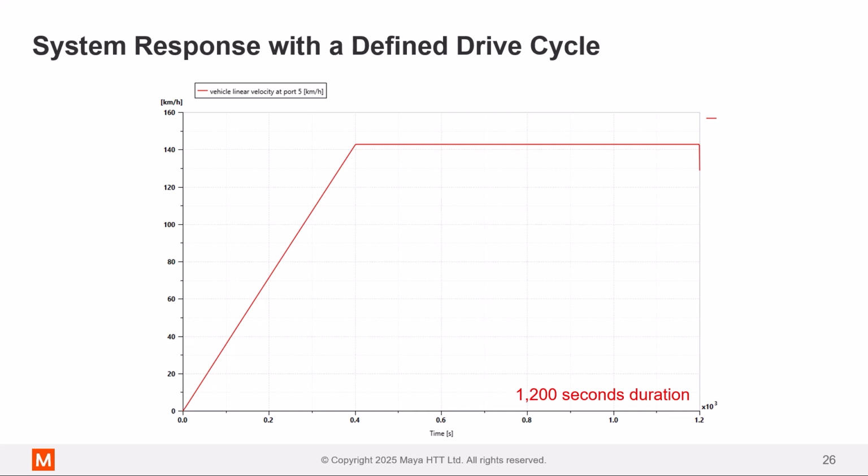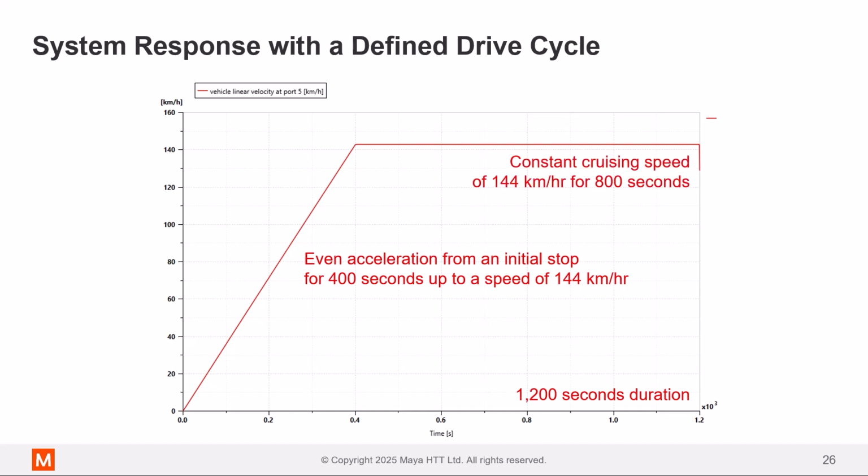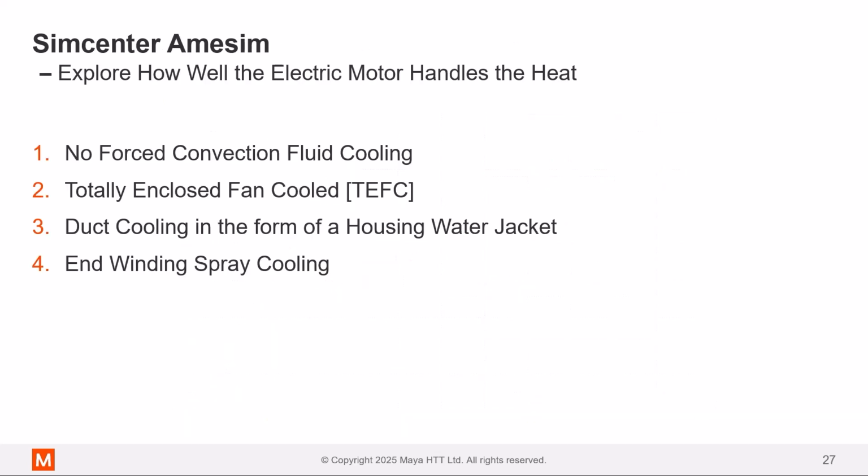To assess the thermal response of any electric motor, we need to energize it with specific requirements of operation over a defined period of time. We'll call this the drive cycle. Here's the drive cycle which was used for our consideration today. The full drive cycle is 1200 seconds, or a 20-minute duration. The vehicle starts from a resting or stop position, and it accelerates for 400 seconds until a speed of 144 kilometers per hour is reached. The vehicle then continues at this cruising speed for an additional 800 seconds.